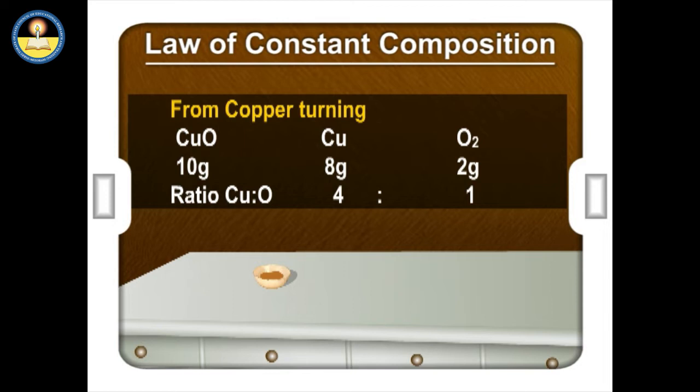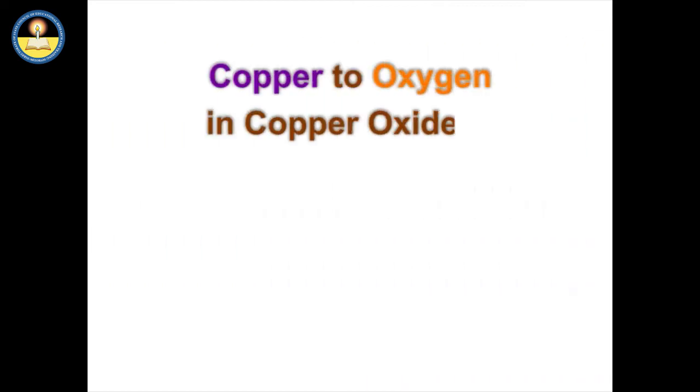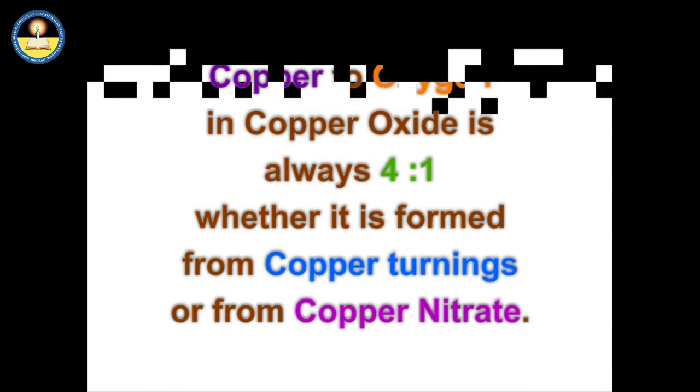From copper turnings: CuO, Cu, O2: 10 grams, 8 grams, 2 grams. Ratio Cu:O, 4:1. From copper nitrate: CuO, Cu, O2: 20 grams, 16 grams, 4 grams. Ratio of Cu:O, 4:1. We come to the conclusion that the ratio of copper to oxygen in copper oxide is always 4:1, whether it is formed from copper turnings or from copper nitrate.